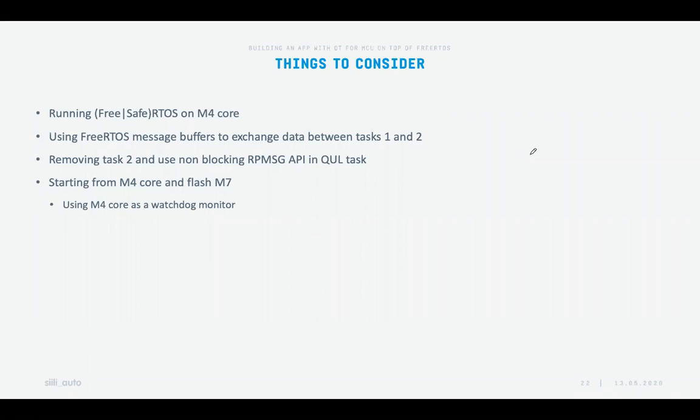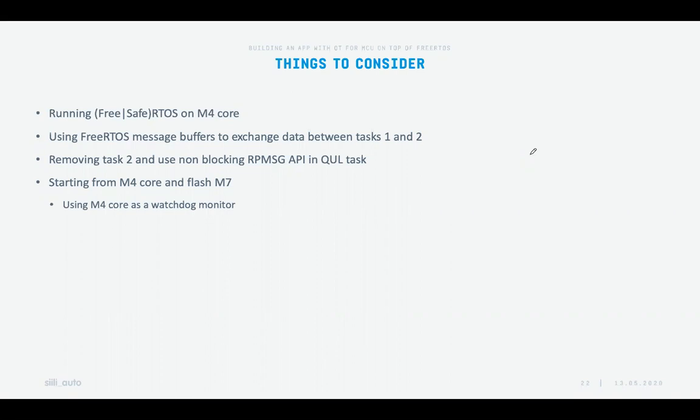Yeah, and obviously we could use SafeRTOS or any other operating system that's useful in safety critical environments. We could obviously extend the example and use a FreeRTOS message buffer to exchange data between tasks, UI task and communicator task, but this is slightly more complicated as it requires some changes in the Qt4MCU framework right now.